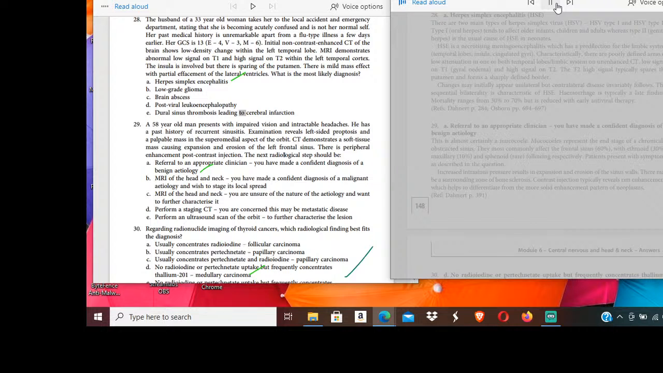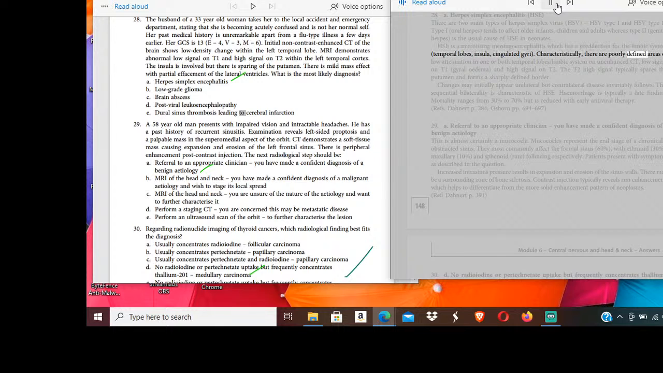28. A. Herpes simplex encephalitis, HSE. There are two main types of herpes simplex virus, HSV type 1 and HSV type 2. Type 1, oral herpes, tends to affect older infants, children and adults, whereas type 2, genital herpes, is the usual cause of HSE in neonates. HSE is a necrotizing meningoencephalitis which has a predilection for the limbic system, temporal lobes, insula, and cingulate gyri.